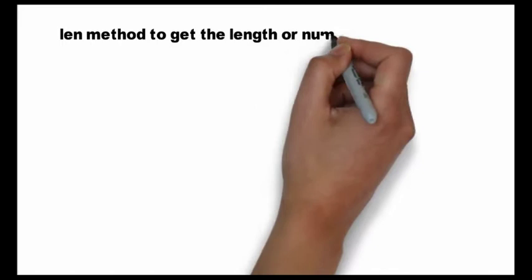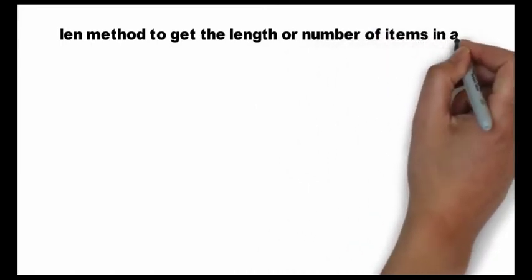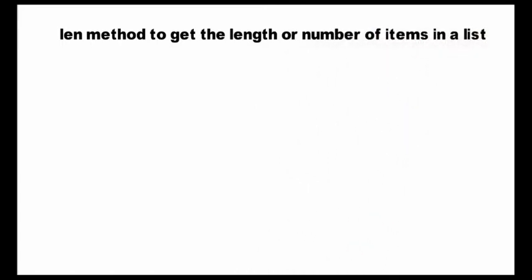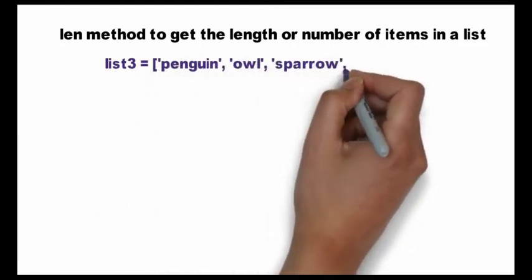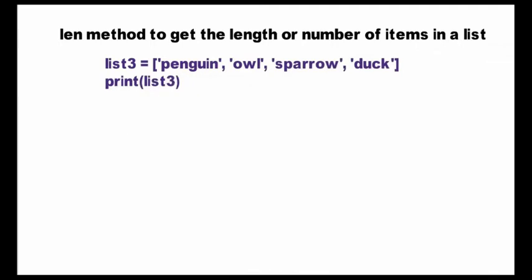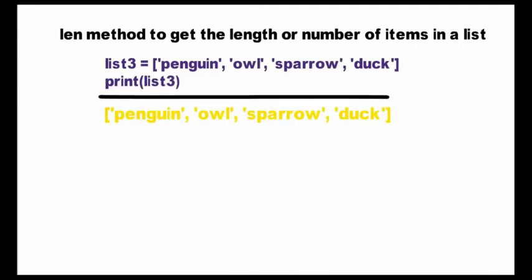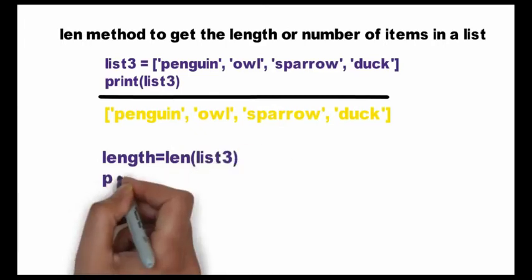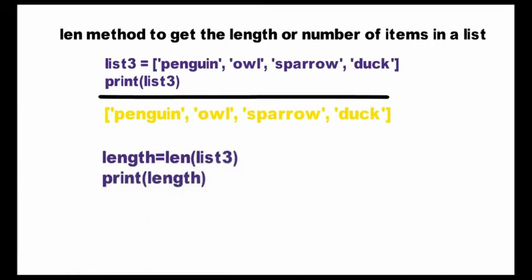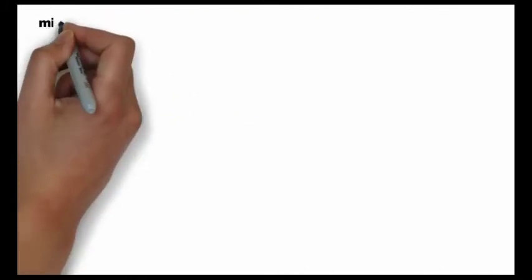Next we will see the len method to get the length or number of items in a list. Let's create a list. list3 equal to penguin, owl, sparrow and duck. We can find the length of the list by writing length equal to len of list3. So we can see that our list has 4 items.